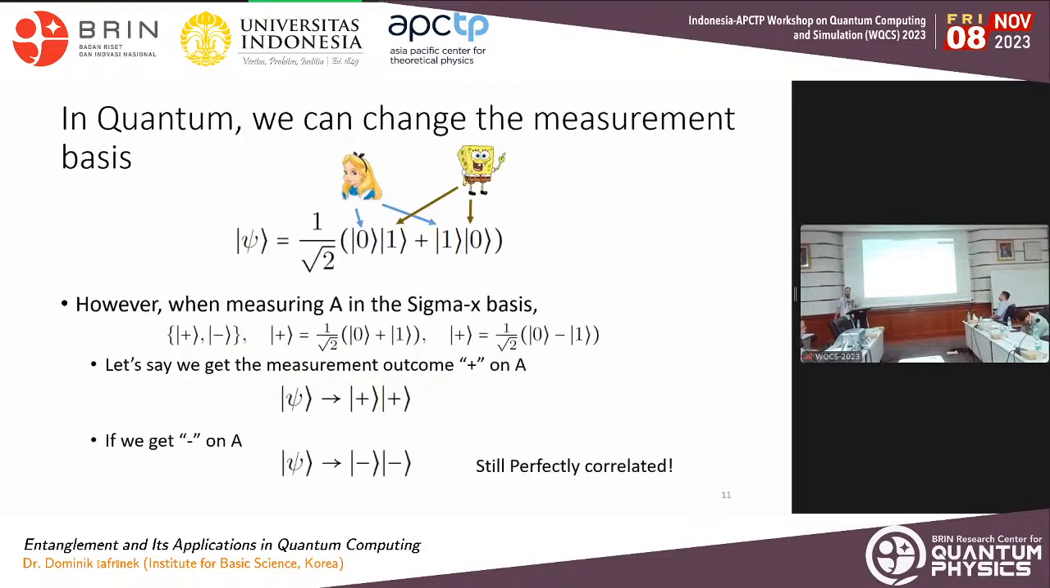But it is quantum for a different reason, and that's because in quantum physics we can change the measurement basis. So even if you measure in the computational basis, you can also measure in the plus-minus basis, where you have the vector plus, which is a superposition of 0 and 1, and the vector minus, which is a superposition of 0 and minus 1. With the same state, if Alice chooses to measure in this basis and gets the result plus, corresponding to this state for system A, then Bob will also always get plus if he chooses to measure in this basis. And if Alice obtains minus, Bob also obtains minus. So they are still perfectly correlated, even though they changed the basis in which they measure.